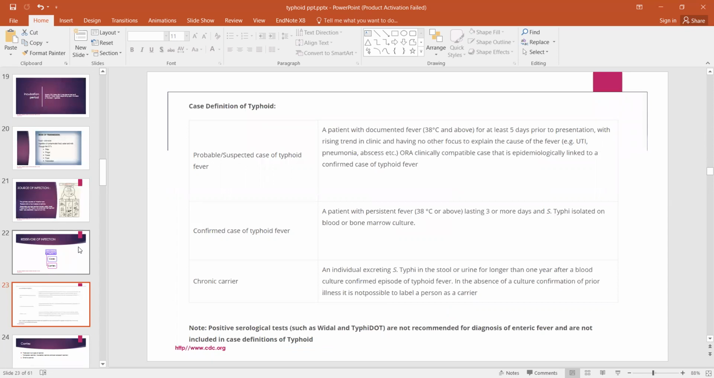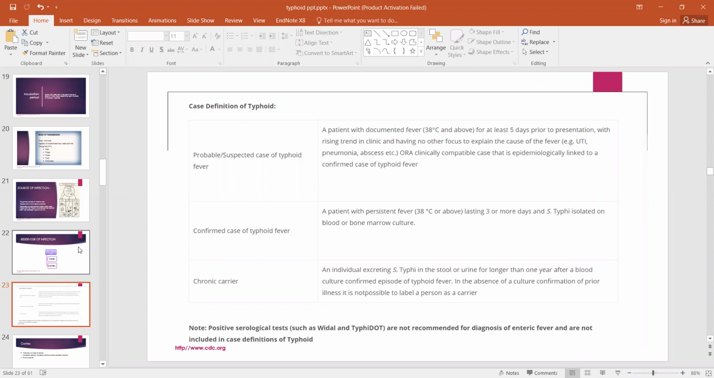There are some definitions of typhoid which are used in surveillance. Probable and suspected case of typhoid fever: a patient with documented fever for at least 5 days prior to presentation with a rising trend in clinic and having no other focus to explain the cause of the fever, or a clinically compatible case that has an epidemiological link to a confirmed case of typhoid fever.